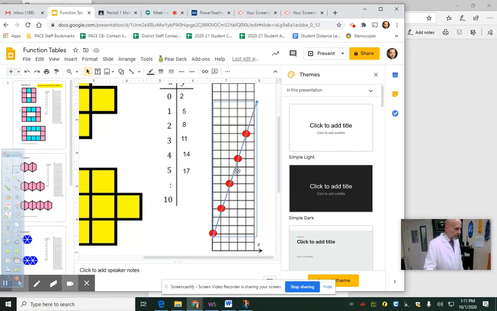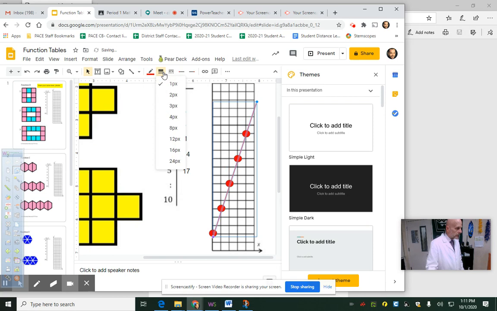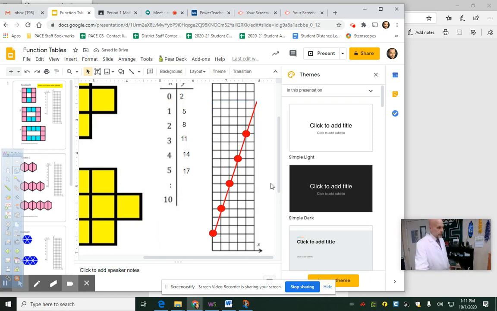And I might want to make that line a certain color. I think that's here. Yep. And I'm going to make it a little thicker too. That looks real good. So that's what I'm looking for. If you can do these graphs, I'm going to give you extra credit on this because this is not an easy skill to learn. It takes some practice.